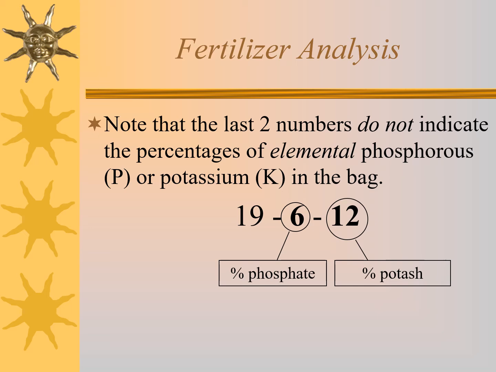The first number in the analysis, 19, indicates the percentage of nitrogen in this particular fertilizer. The next 2 numbers identify the percentages of phosphate and potash in the fertilizer. These 2 nutrients need to be corrected using conversion factors to convert their values into percent phosphorus and percent potassium. So let's take a look in the next slide how we do that.